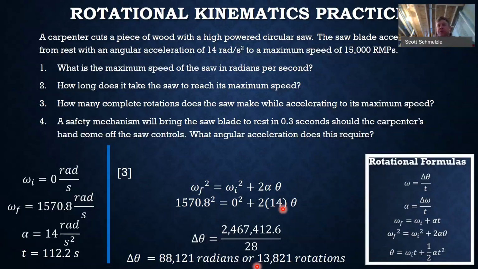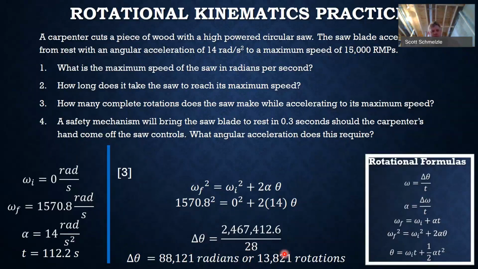2,500,000-ish, right? 2 times 14 is 28. Divide that. So what we end up seeing here is we get 88,121 radians. That's how many times it went around. Now, because it's asking for complete rotations, I divided this by 2 pi. Now, be aware, this number was actually 13,000.